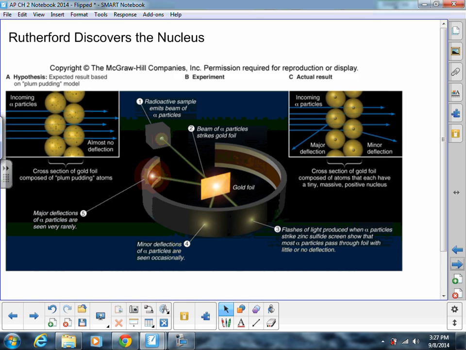And then we have Ernest Rutherford and his gold foil experiment. So we have the device. Step 1, a radioactive sample emits a beam of particles. Remember, these are big particles called alpha particles. They're roughly the size of a helium atom's nucleus. A helium nucleus has 2 protons and 2 neutrons, so it has 4 big particles in it. Step 2, the beam of alpha particles strikes the gold foil.